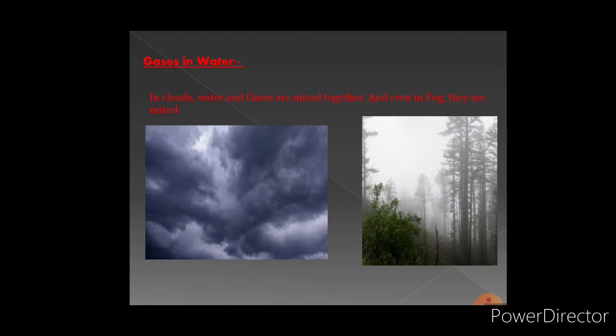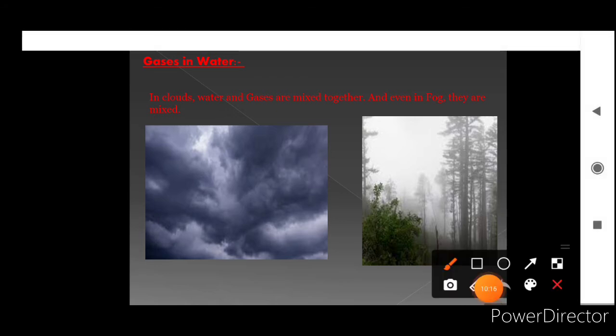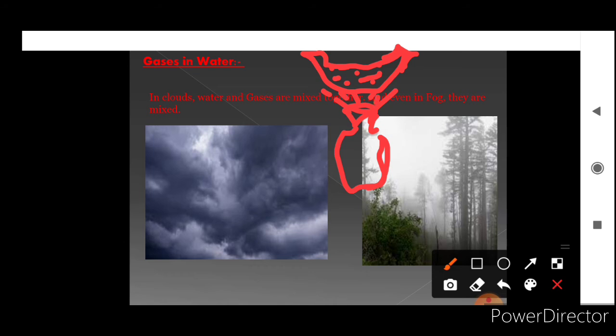Now, the third state of matter, that is gases. You also learnt about gases, right? So, how are gases mixed up in the water? To understand here, you can do one more experiment with the help of your elders. Take a bowl, fill half the bowl with water and heat this water on a stove. With the help of your parents, you do this experiment. Heat up this water. Then what happens?